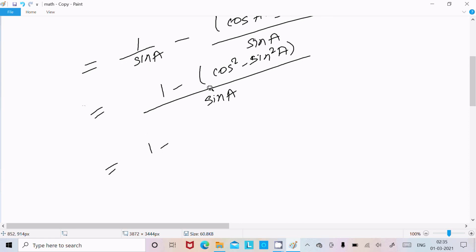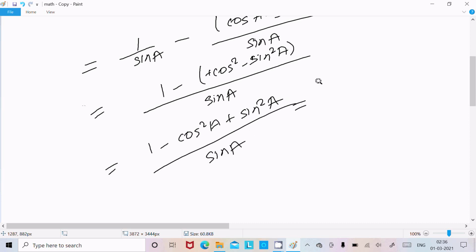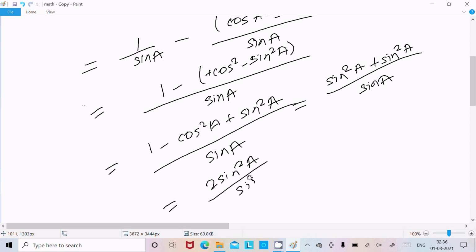Now here minus multiplied, so minus into minus, cos square A minus into minus comes sin square A, divided by sin A. Now here 1 minus cos square A is sin square A, plus sin square A, divided by sin A. Now sin square A plus sin square A comes to 2 sin square A, divided by sin A. One sin cancels, finally that reduces to 2 sin A.